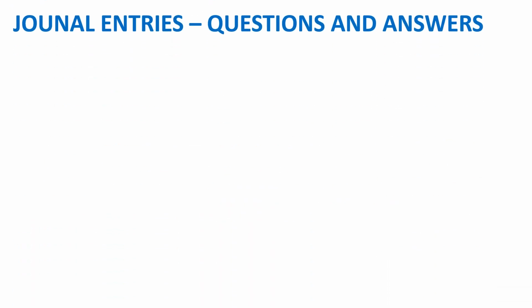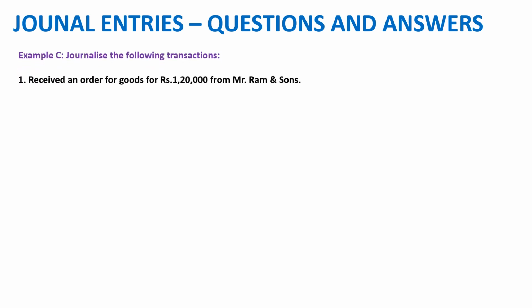Now let's move to the next category of examples where you will find a little bit complex journal entries. Journalize the following transactions. The first transaction is: received an order for goods for rupees 1,20,000 from Mr. Ram and Sons. So here, if you see the question, has the transaction really happened? The answer is no. What has happened? Only you have received an order. Order is not a business transaction, right? The sale has not happened. So do you require to post a journal entry? The answer is no. No journal entry to be posted as only order received and there is no actual sales. Okay, so you have to be careful while reading the question.